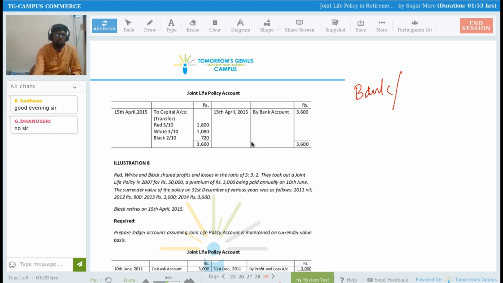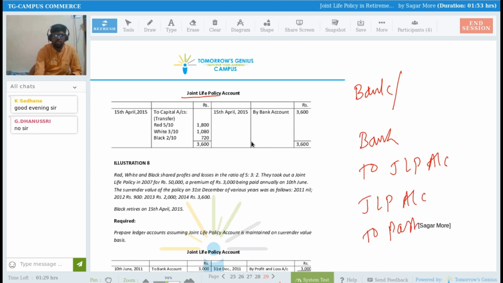So bank account debit to partners capital, and directly create the partners capital account, right? So they have passed two entries. First of all, they have passed an entry for receipt of amount, that is, bank account debit to joint life policy account. And then they have again passed an entry: joint life policy account debit to partners capital account. In this solution, they have passed these two entries.